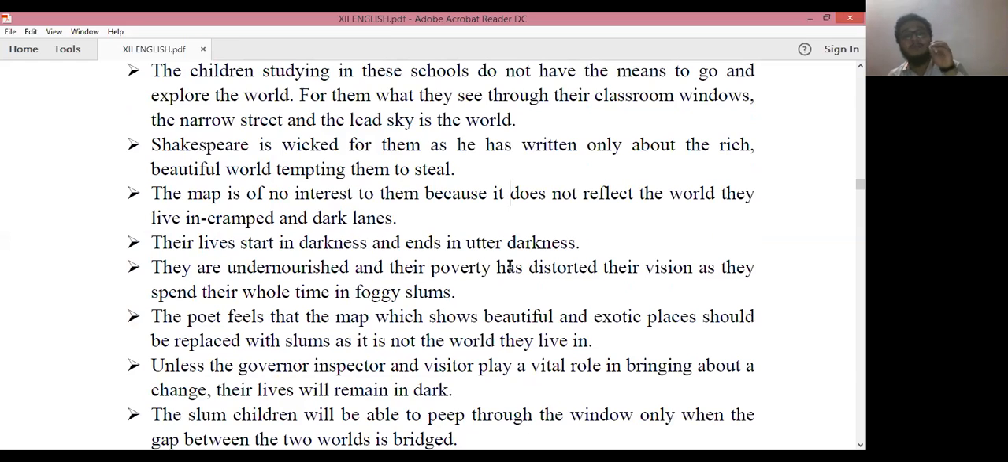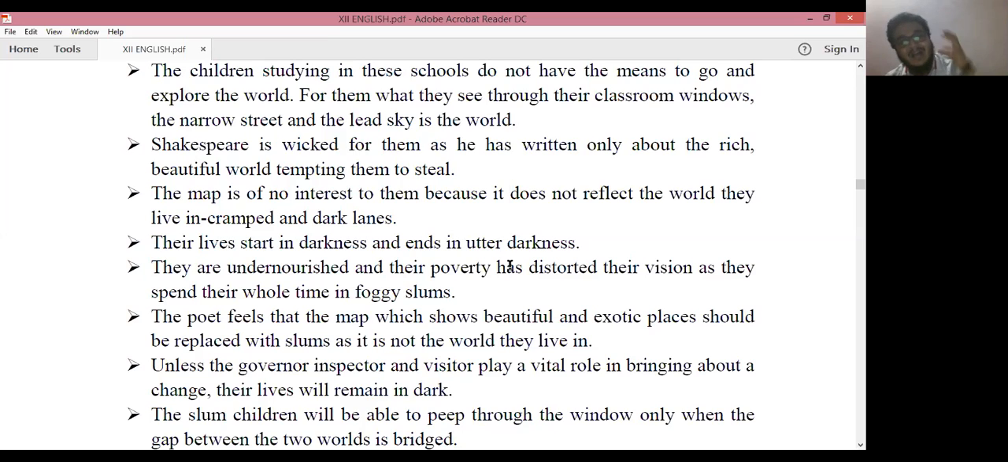Okay, the map is of no interest to them. This map is of no benefit to them. There's no use of this map because it does not reflect the world they live in. It reflects something different. It is not showing them what their problems are and what they are facing. It's showing something different, and that is useless and meaningless for them.